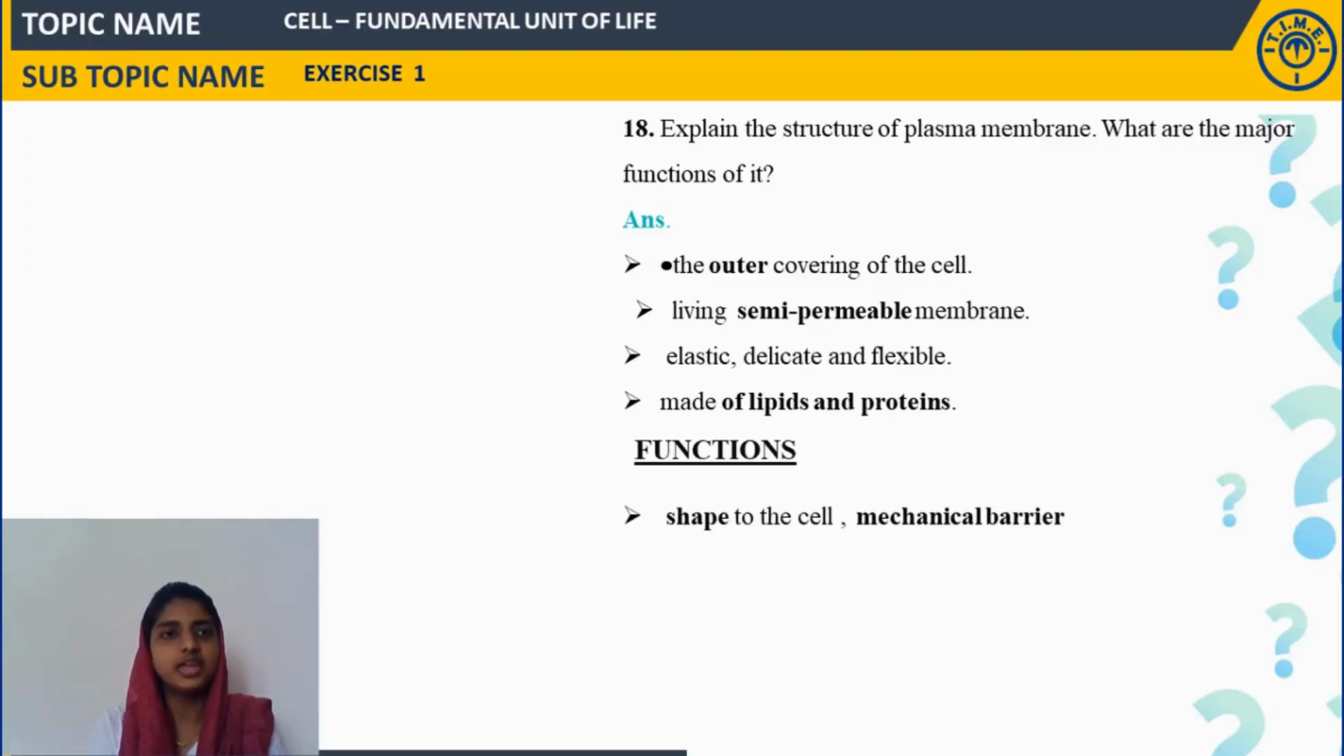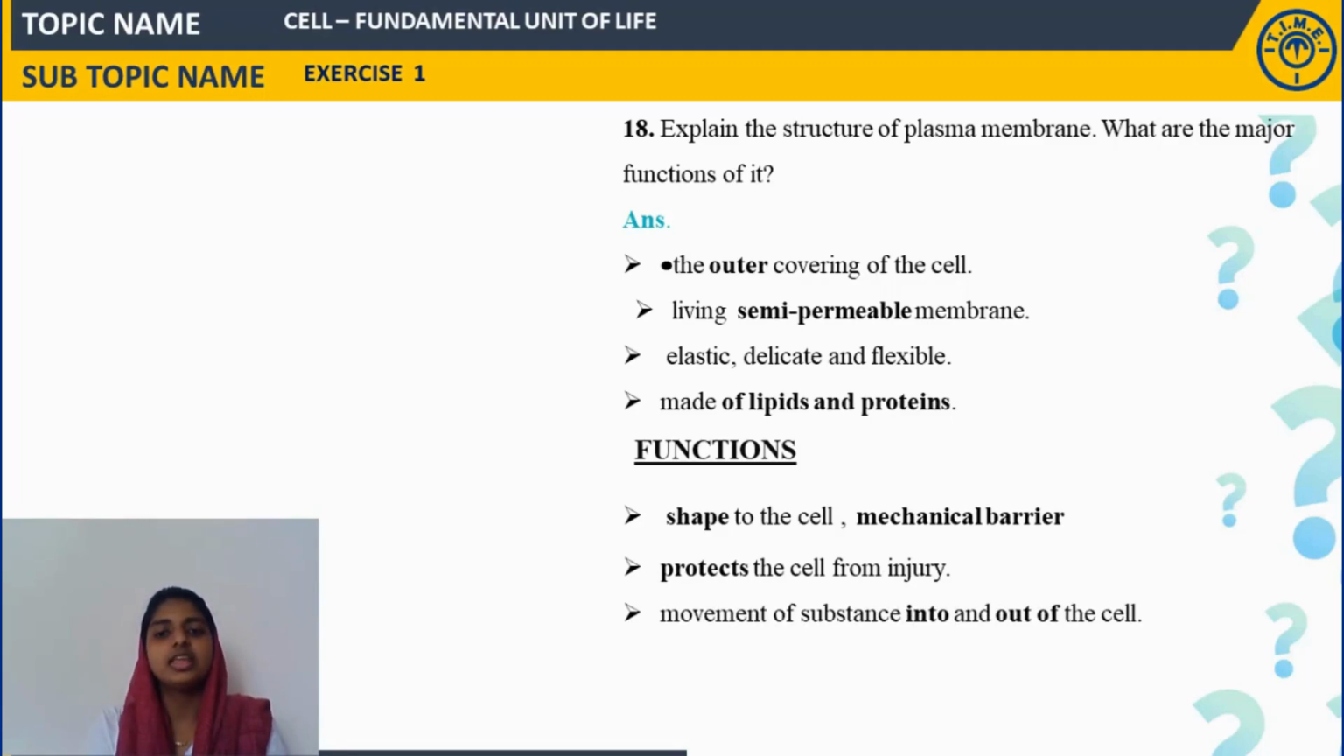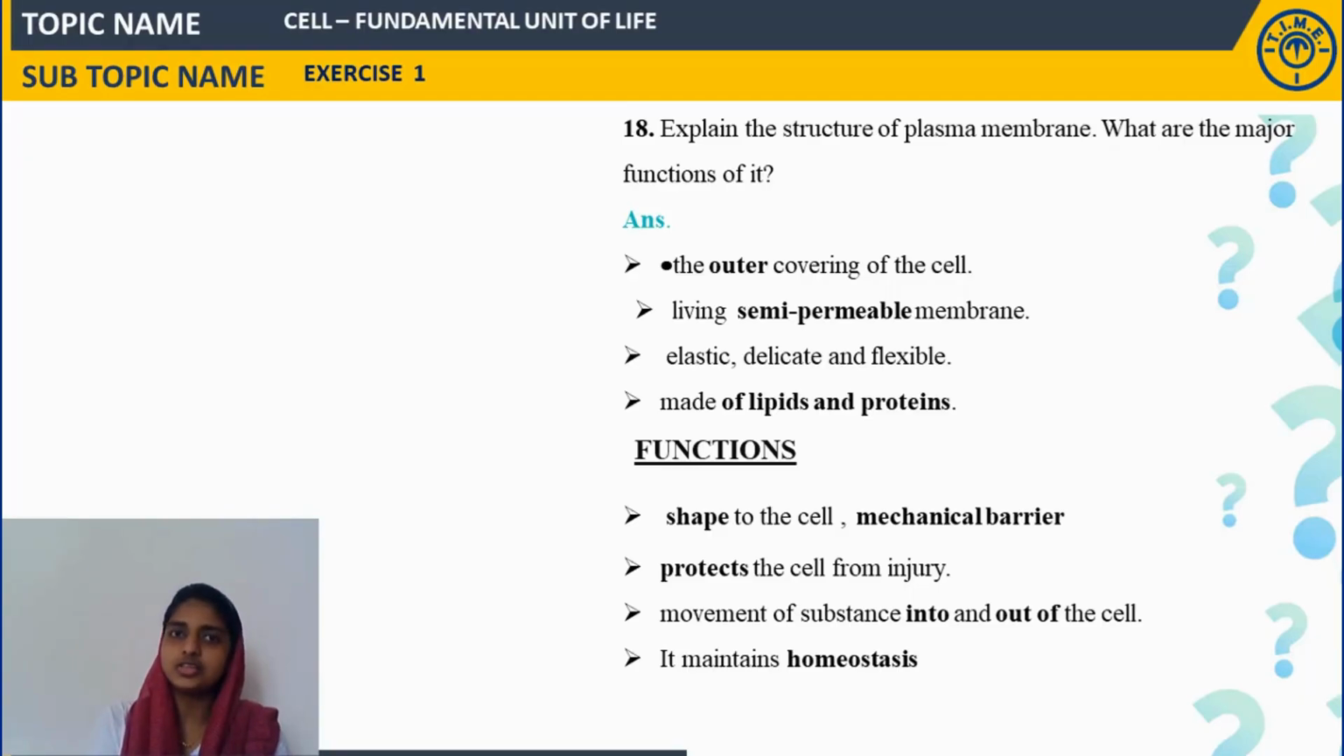Okay, so these are the main functions. Also, they help in maintaining homeostasis. They give shape to the cell. They act as a mechanical barrier. Then they protect the cell from injury. Then they help in the movement of substances into and out of the cell. Then it maintains homeostasis.